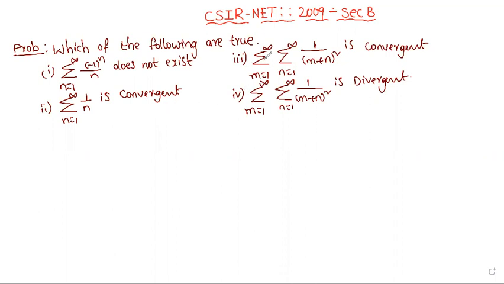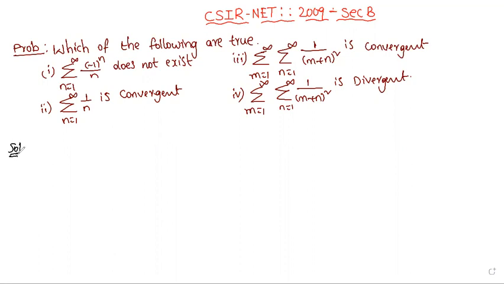Third option: summation m equals 1 to infinity, summation n equals 1 to infinity, 1 by (m plus n) whole square, is convergent. Option 4: summation m equals 1 to infinity, summation n equals 1 to infinity, 1 by (m plus 1) whole square, is divergent. Actually, this problem is in real analysis. So, let us analyze one by one.